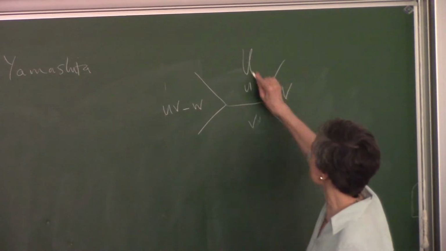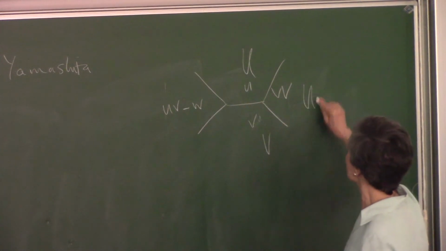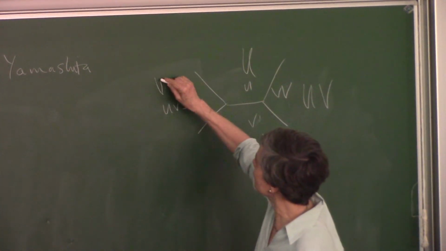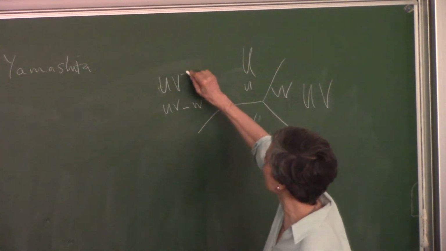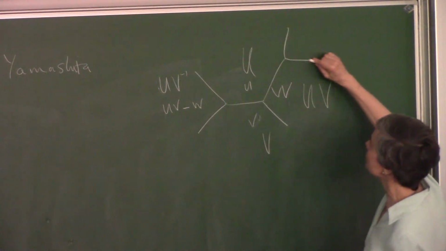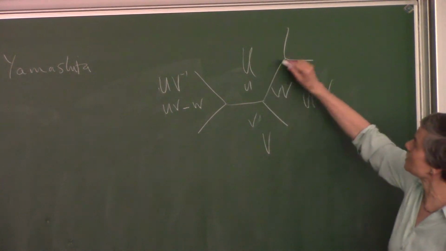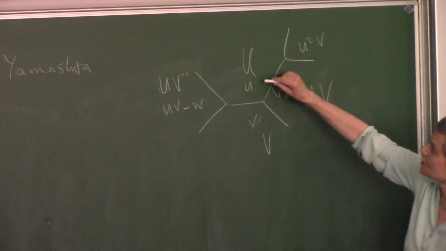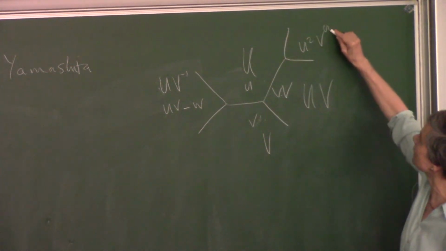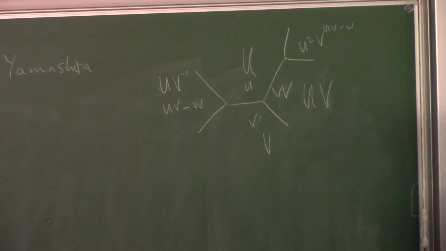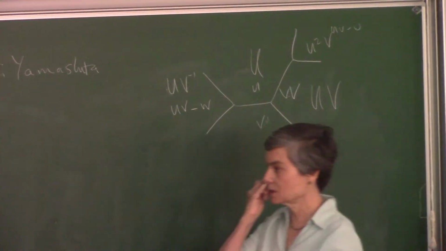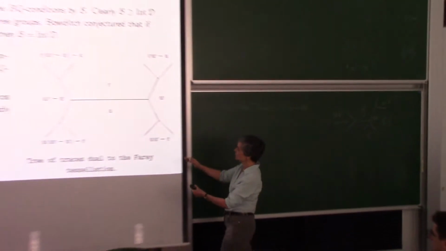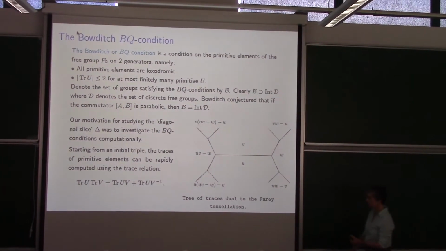So this corresponds to u, v, u times v, and this gives u times v inverse. These are all the moves that get you all the generators. So here we'd have the generator u squared v, and its trace would be u, v minus w. Right, so you can see you can fill in this thing, that you get all the generator pairs this way. You can fill in the traces in the complementary regions.